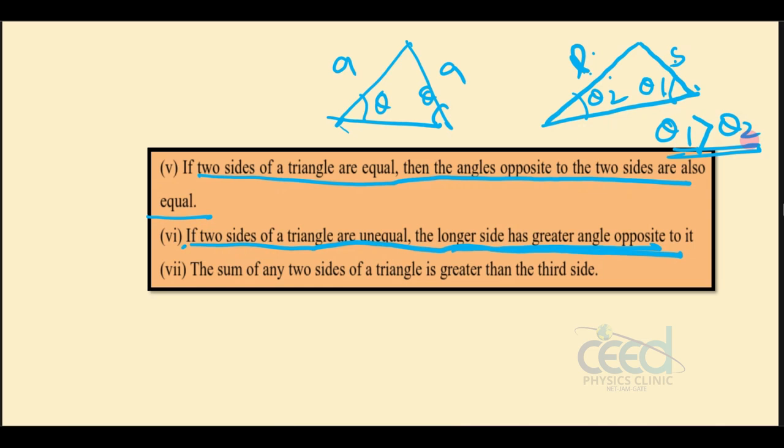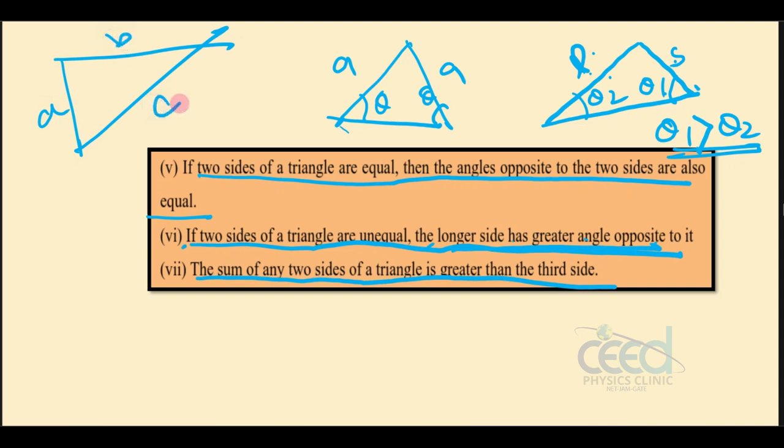Next point: the sum of any two sides of a triangle is greater than the third side. That is also one fact. Suppose the three sides are A, B, C, and the longest side is B. We can draw it like this. Now, any two sides, suppose the shorter sides, their sum also.